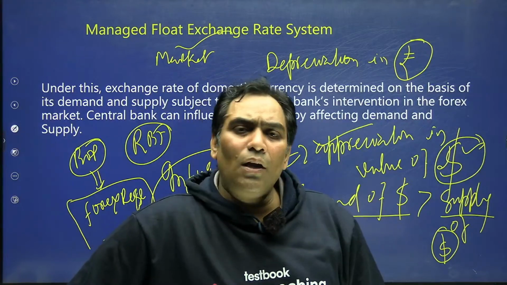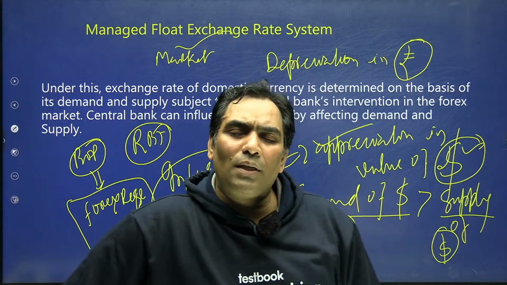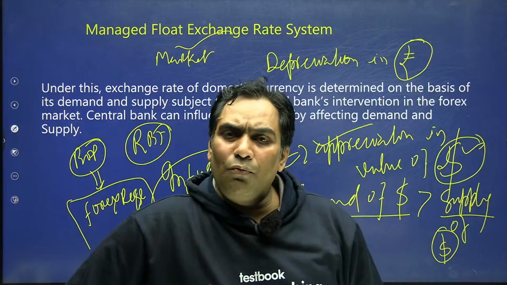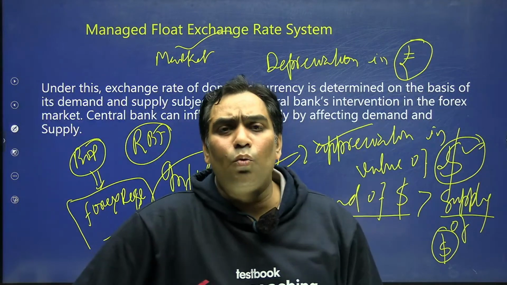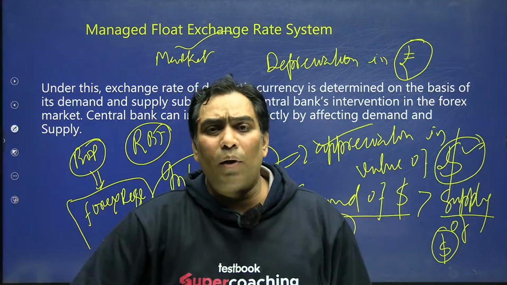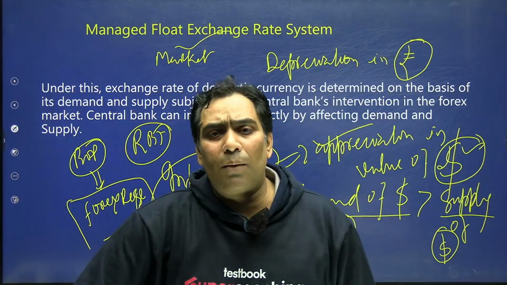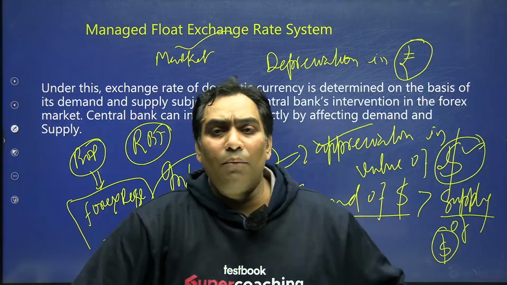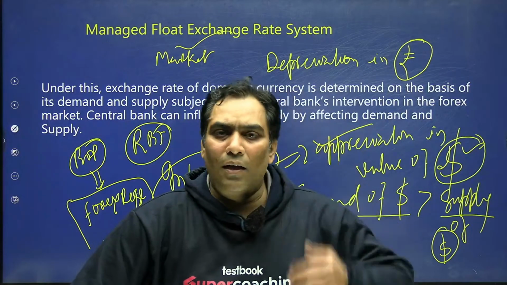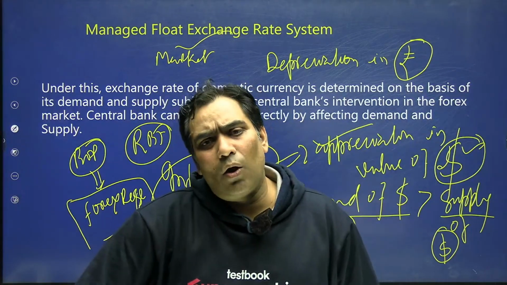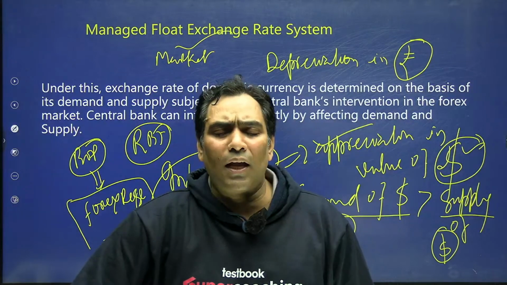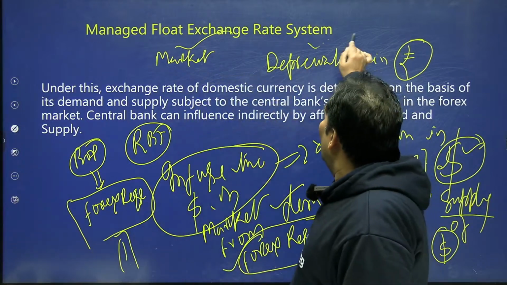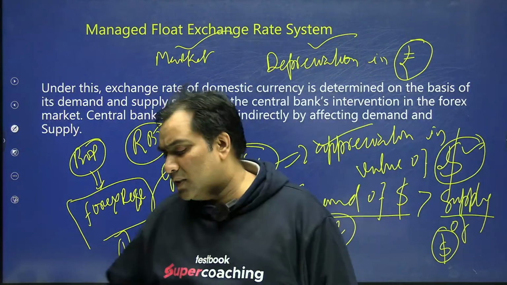Managed float means in normal conditions, the value of domestic currency in terms of foreign currency is determined by the market forces only. But if there is too much fluctuation, meaning too much appreciation or too much depreciation in the value of rupee, then RBI will intervene. RBI will intervene not directly but indirectly, either by infusing the dollar in the market or by sucking out the dollar from the market. That is known as managed float exchange rate system.